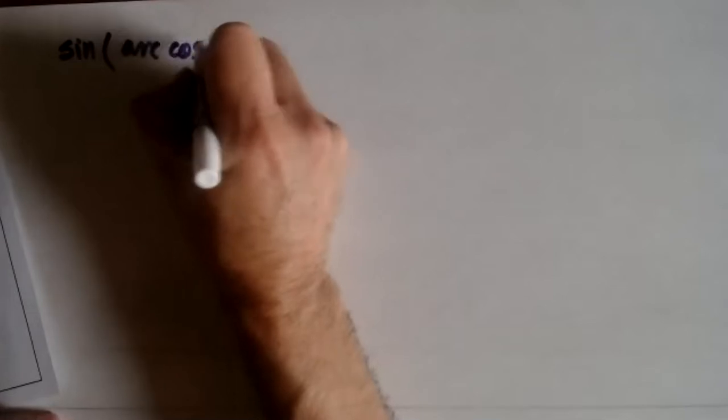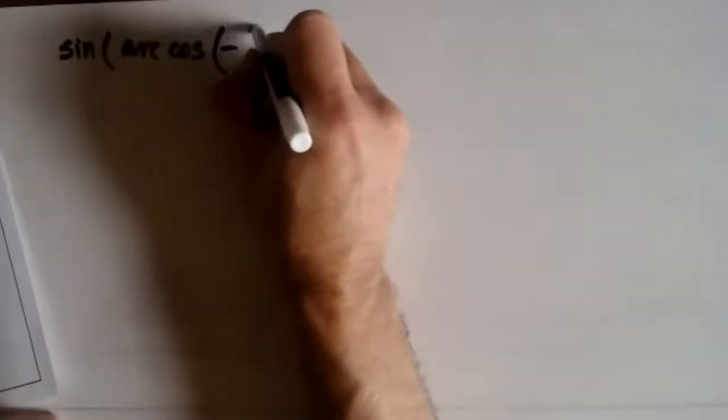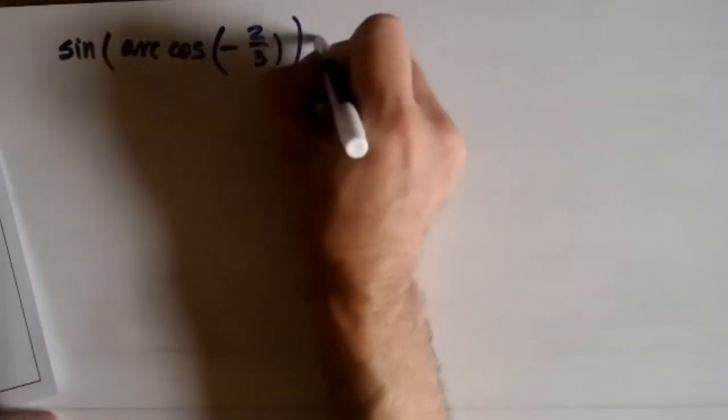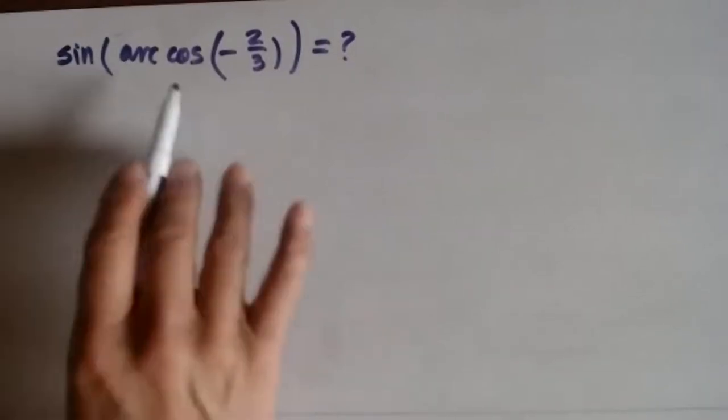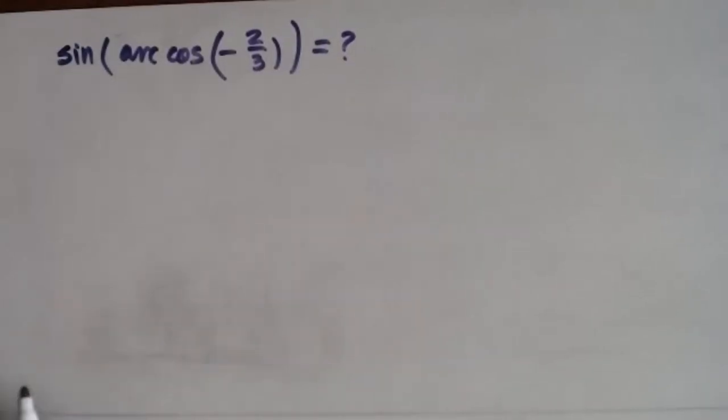Okay, let's do one problem with signs in the argument. So we have sine of arc cosine of negative 2/3. We want to know how much this expression is, so we have to evaluate it. The beginning is always the same.